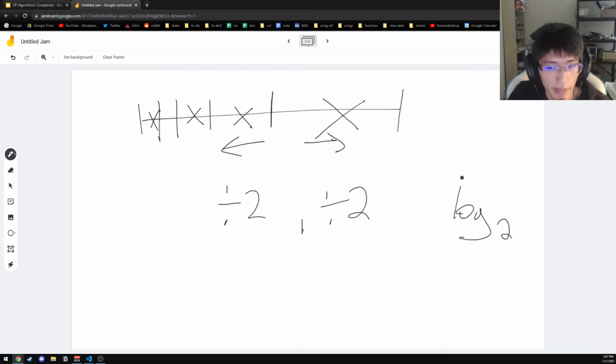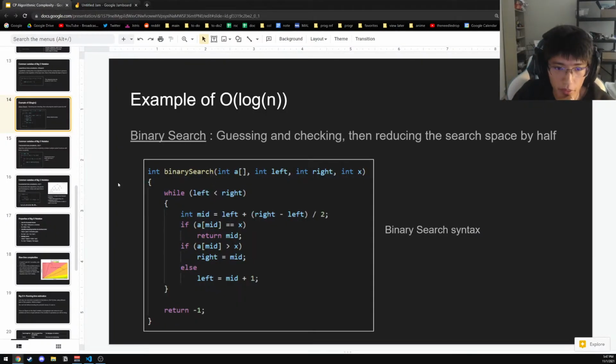So that's why this log appears, and it increases very, very slowly, even if you increase the number of items, for example, or the range. Even if you increase the range significantly, it's not going to increase that much. It's very, very fast.